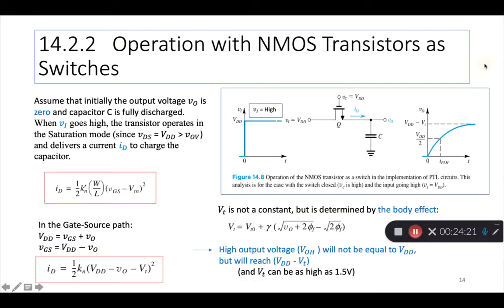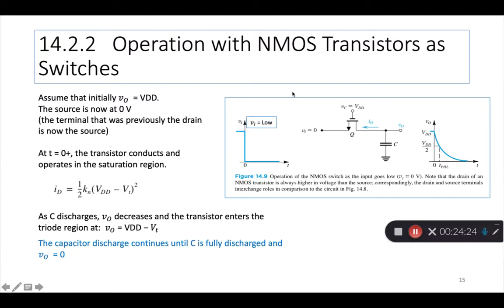Okay, let's move on to the next slide where we talk about when the input is low. Now the terminals are reversed. This becomes the source, this becomes the drain, because VO is at a higher voltage, its charge on C being held. VI becomes lower, then current flows in this direction and it's still in saturation. So assume that initially VO equals VDD. The source is now at 0 volt here. The terminal that was previously the drain is now the source.